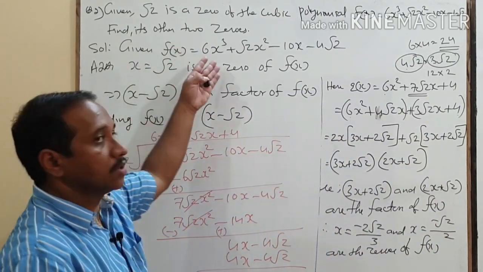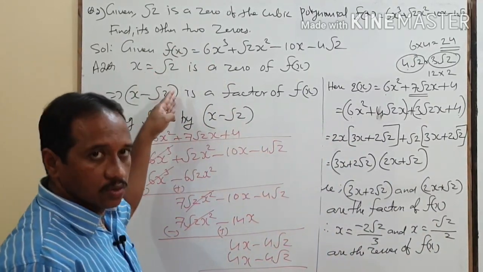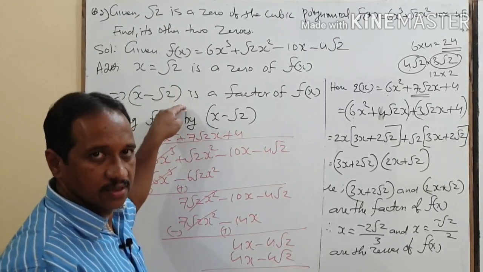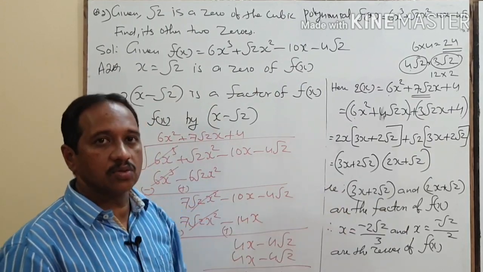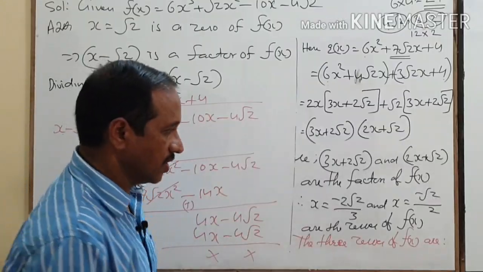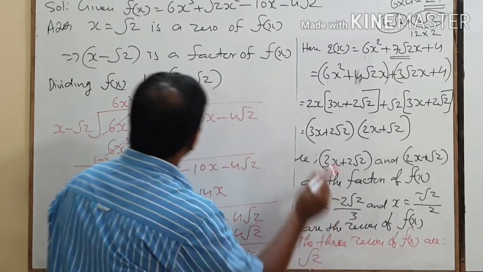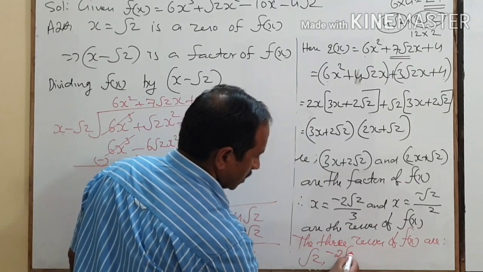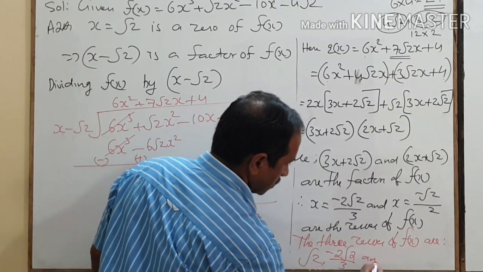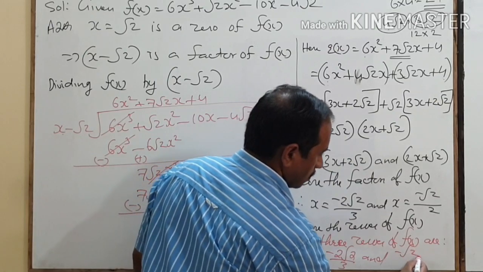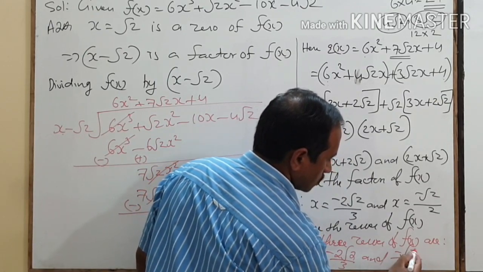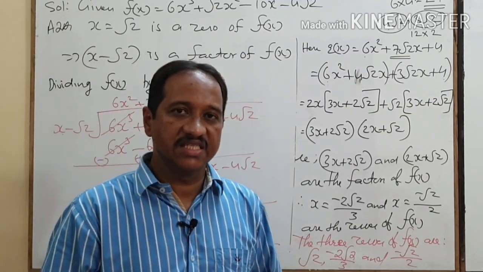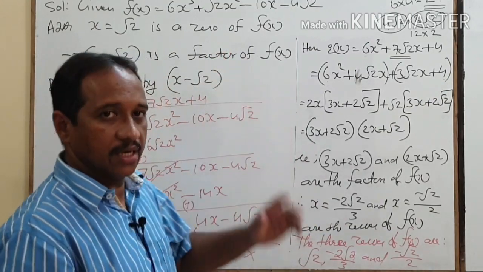So we are given a cubic polynomial and one zero. From one zero we got one factor. By using that we got the remaining two zeros. Therefore, the three zeros of f of x are root 2, which is given first, then second one is minus 2 root 2 by 3, and third, minus root 2 by 2. This is how we got all the three zeros of the cubic polynomial.